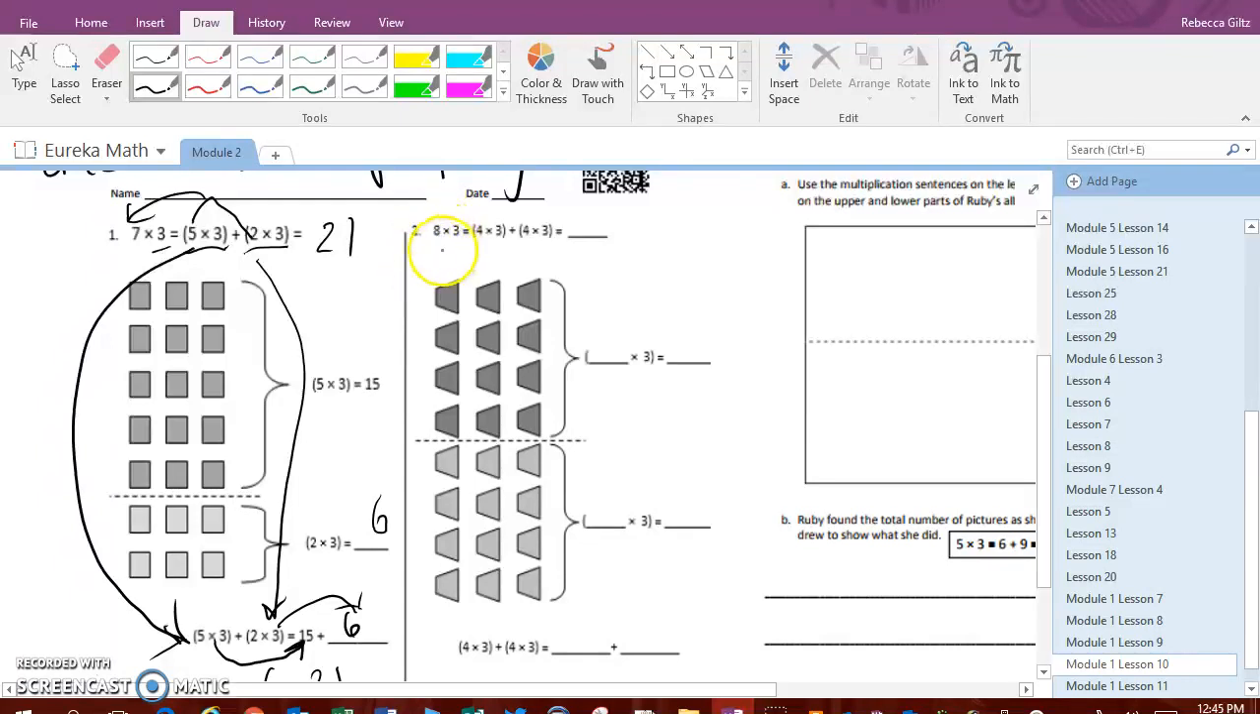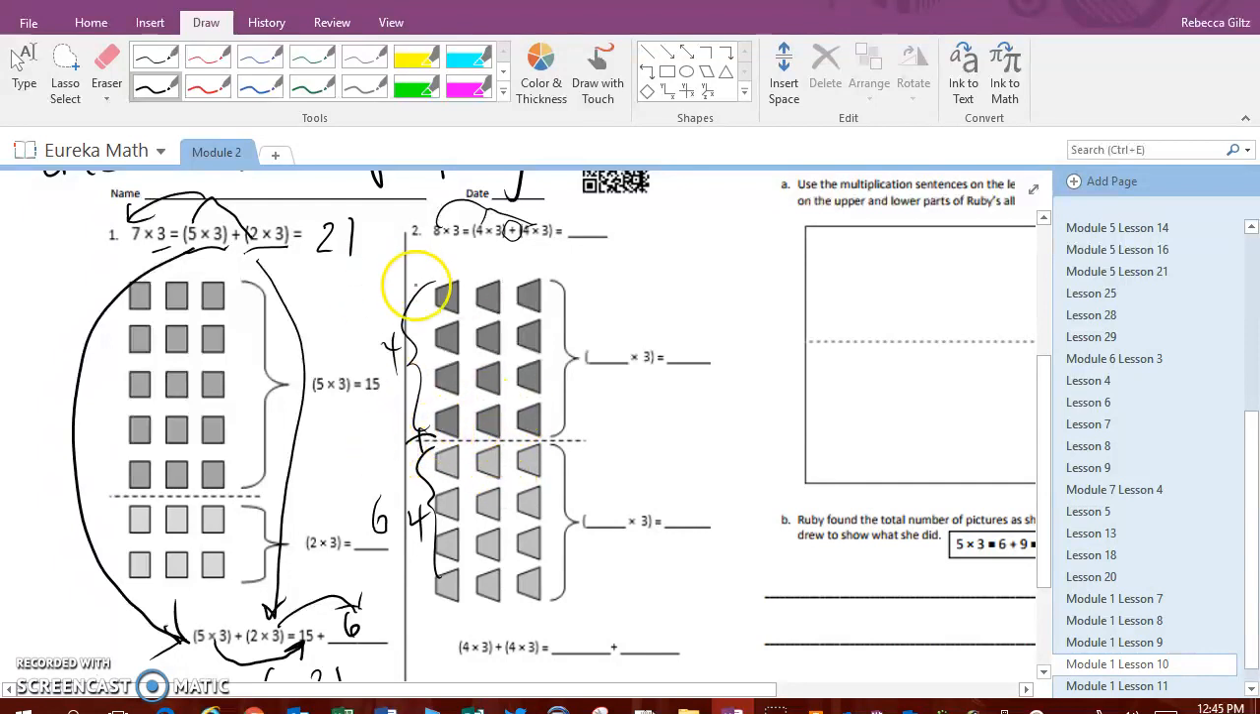This one is 8 times 3. So they broke it down into 4 times 3 and 4 times 3 because 4 plus 4 is 8. And I'm adding the 2 4s because of this plus right here. It's this group of 4 plus this group of 4. Okay? So let's write our multiplication problems for each smaller section. We have dark gray shapes here. Those are actually called trapezoids.